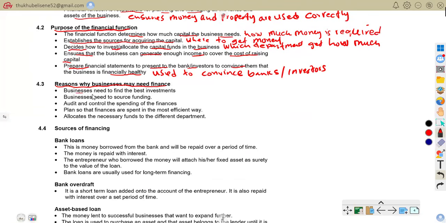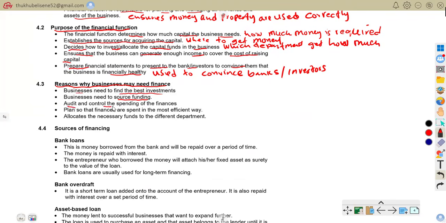So personally, a business needs to find the best investment, for example, buying property. A business also needs to source funding, for example, getting a loan.